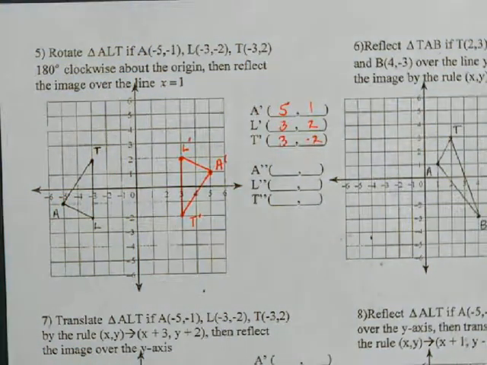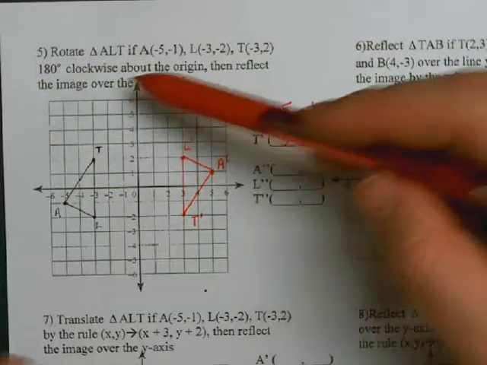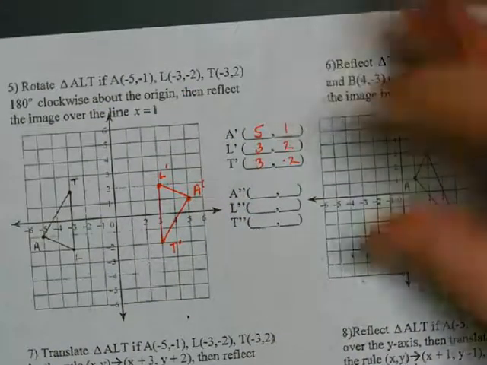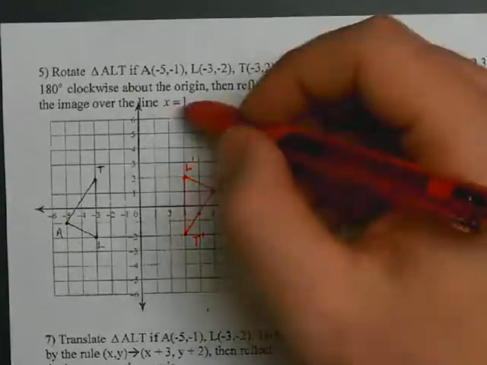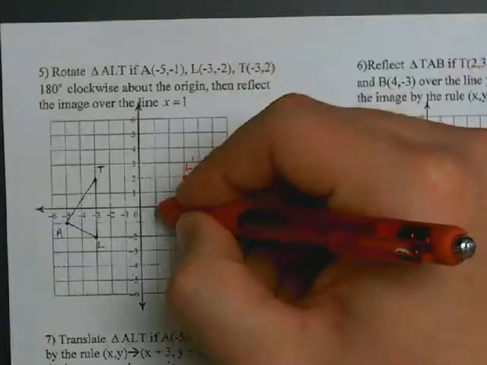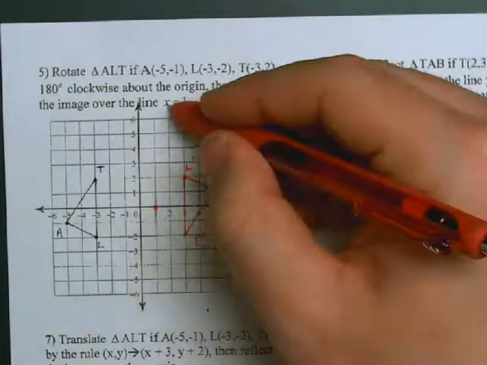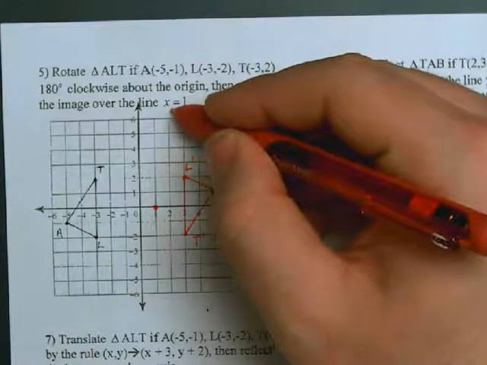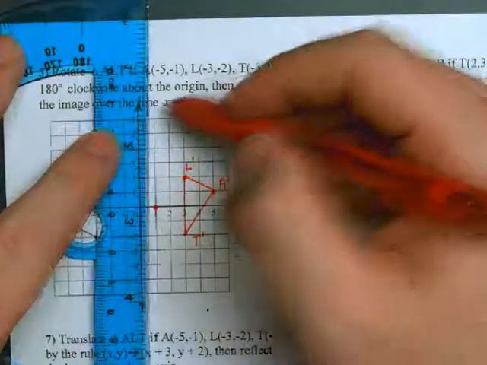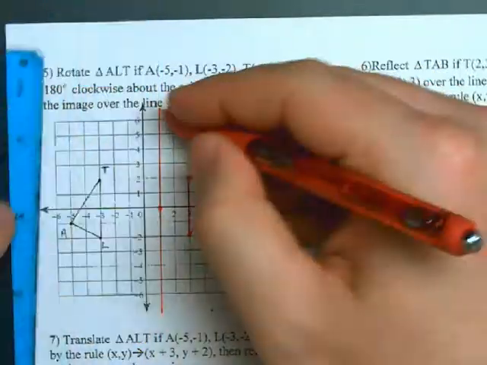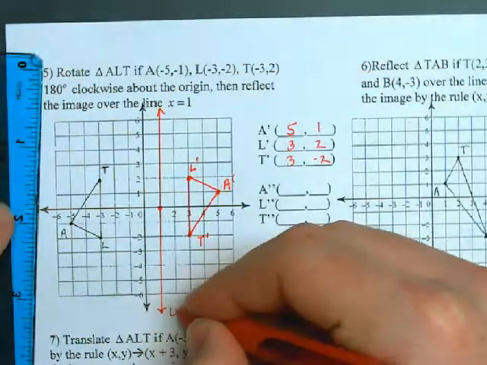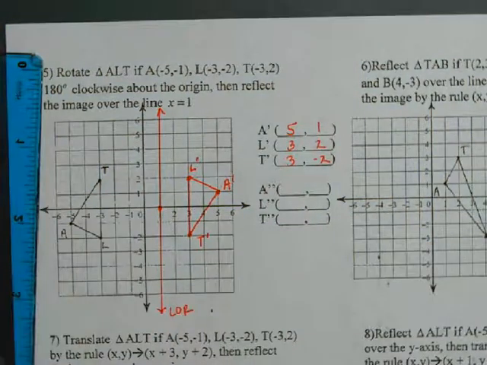Okay. Now then it says, then reflect the image over the line x equals 1. So keep in mind, x equals 1, we don't have a rule for that, so you have to do it graphically. So you put a point at 1 on the x-axis, and then you draw a line that's opposite the x. Well, x is horizontal, so opposite would be up and down. So you're going to have this as your line of reflection. This is your LOR. Okay?